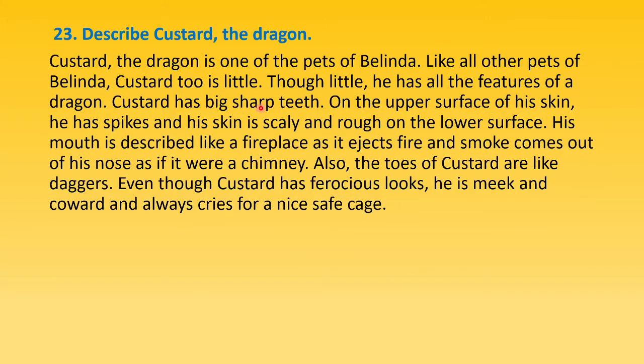Now describe Custard the dragon. So it is his physical description. So Custard the dragon is one of the pets of Belinda. Like all other pets of Belinda, Custard too is little. Though little, he has all the features of a dragon. Custard has big, sharp teeth. On the upper surface of his skin, he has spikes, and his skin is scaly and rough on the lower surface. His mouth is described like a fireplace as it ejects fire, and smoke comes out of his nose as if it were a chimney. Also, the toes of Custard are like daggers. Even though Custard has ferocious looks, he is meek and coward and always cries for a nice, safe cage.